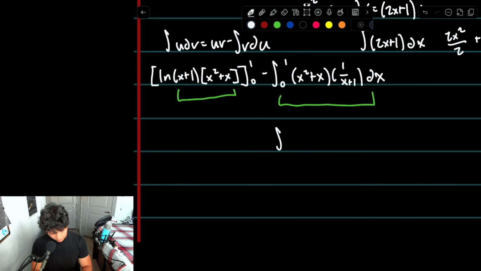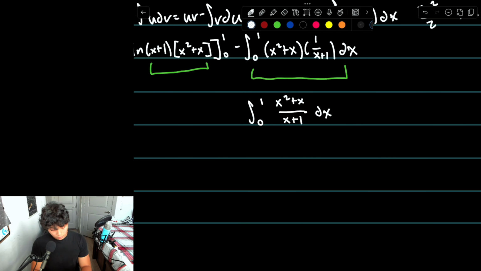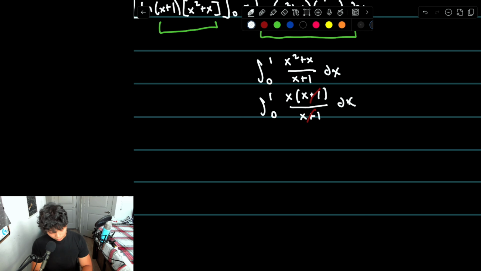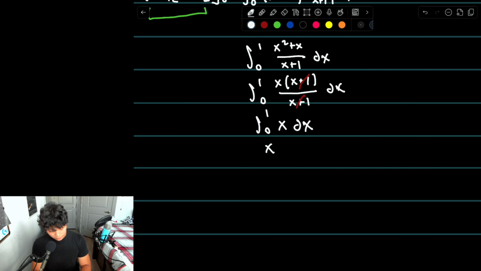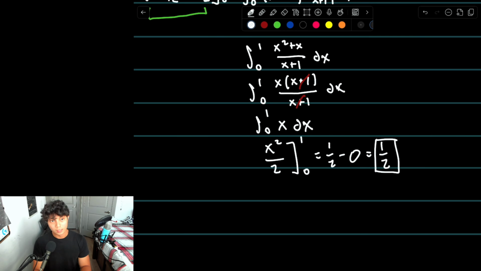This is practically the same as integrating from 0 to 1 x squared plus x over x plus 1 dx. Now if you notice, in the numerator, we could just factor out an x, which will leave us with x times x plus 1 over x plus 1 dx, and it cancels out perfectly. We are then left with one of the simplest integrals, the integral of x bounded from 0 to 1 dx, which we know will give us x squared over 2 bounded from 0 to 1, which will get us 1 half minus 0, which equals 1 half. And that is our second half.